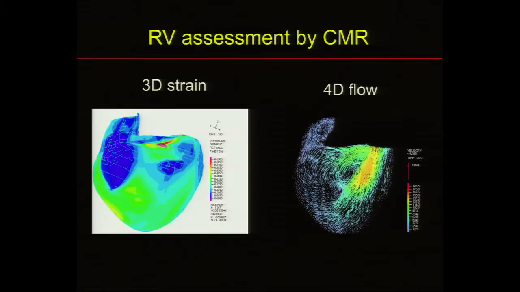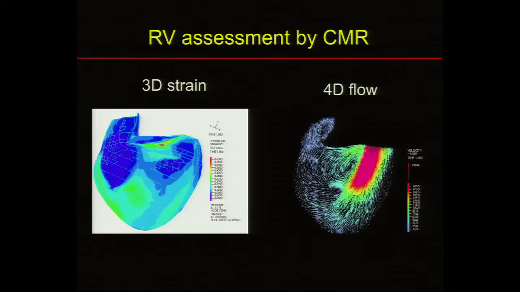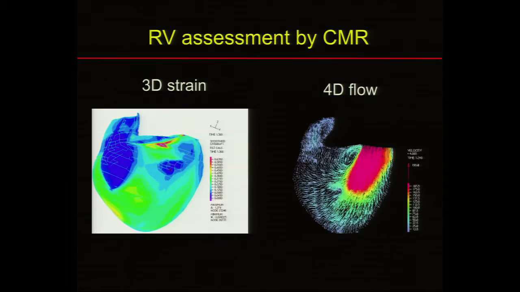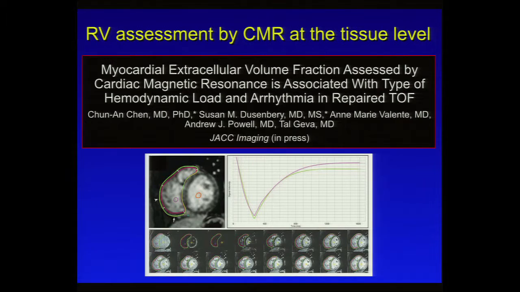More sophisticated analysis that can be done for the right ventricle is evaluation of strain and flow, and fluid structure interaction is something that we're just now starting to study in the right ventricle. It has been studied by several groups on the left side of the heart, but there is very little information on the right side. We can now measure diffuse myocardial fibrosis, or more specifically, extracellular volume fraction, in the left ventricle, and this paper in press shows that it can also be done in the right ventricle, a way to get in vivo tissue characteristics of the right ventricle.